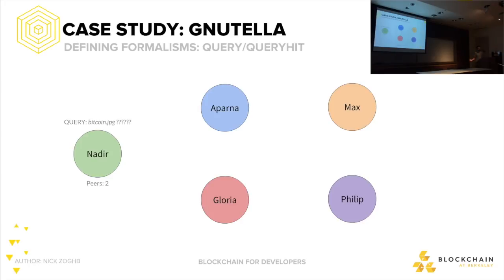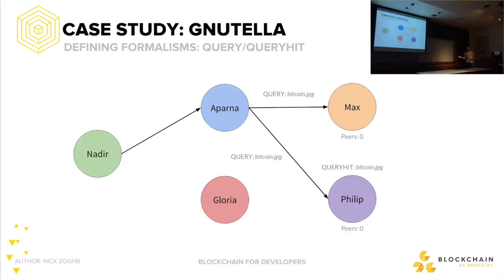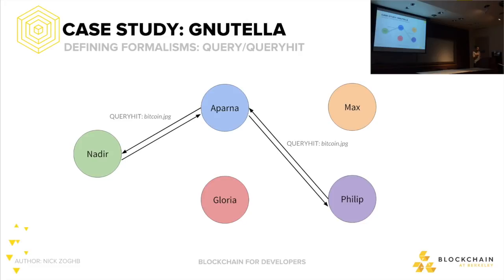Okay. Nadir is on the network. He is connected to at least two nodes, Aparna and Gloria. And so he makes this query, Bitcoin.jpg, and he sends it out. Gloria is connected to 0 peers, so the query dies there. But Aparna is connected to 2 other people, so the query continues. And in fact, at long last, there's a query hit at Philip. Philip had it all along. And so Philip returns it to Aparna, and that's returned to Nadir.